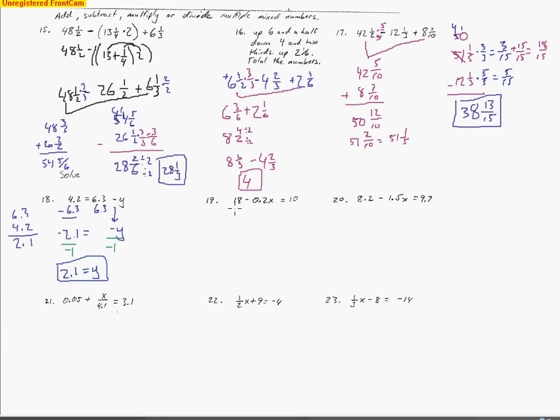Well, the next one, we're going to go ahead and subtract the 18 from all sides. And so once I've done that, I'm now left with a negative 2/10 x, and it equals negative 8. Notice again, I'm bringing down the sign in front of the term. So from this point, I need to divide by negative 0.2, or negative 2/10.